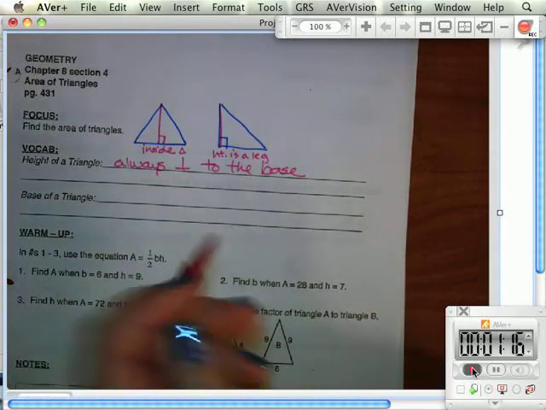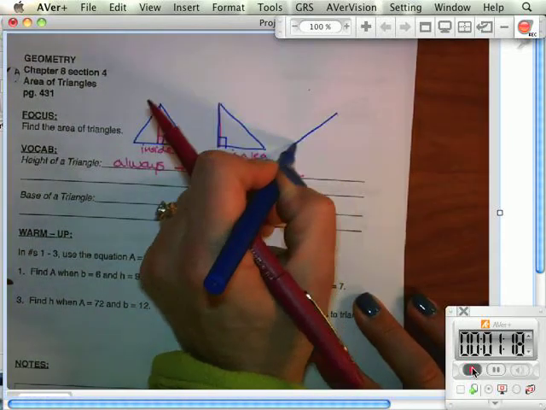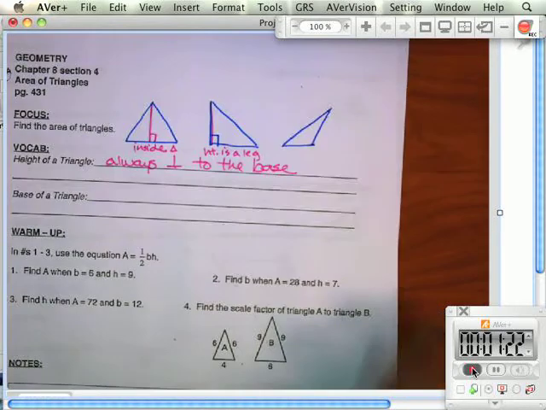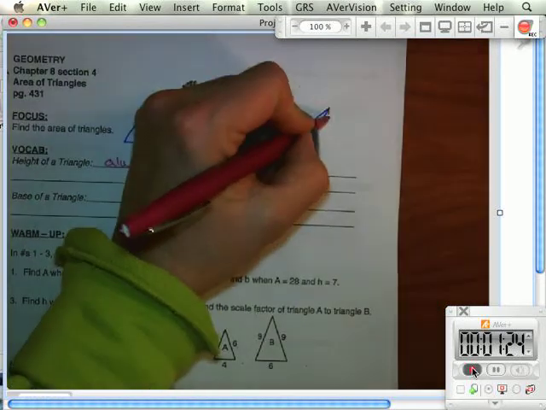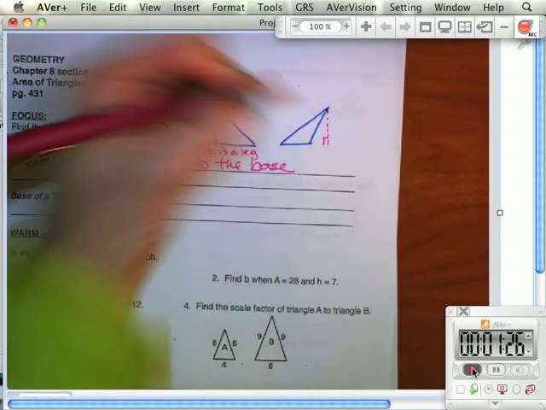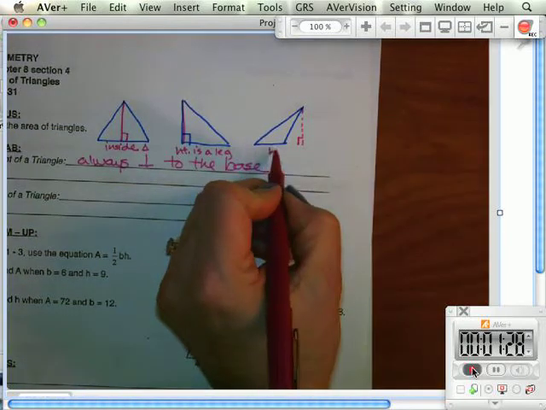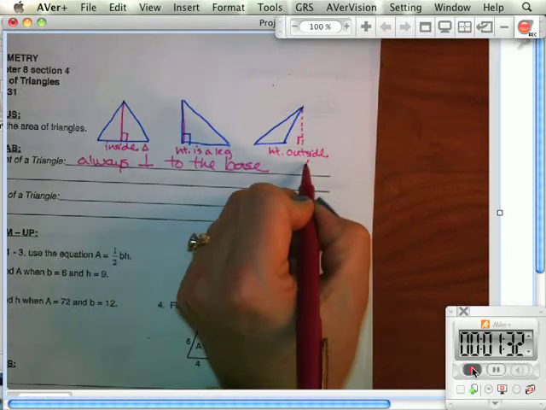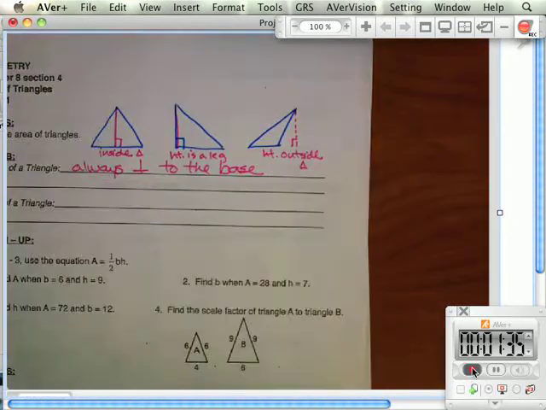Okay, and then you might have a triangle that looks kind of like this, and there the height is actually outside of the triangle. The height outside the triangle.